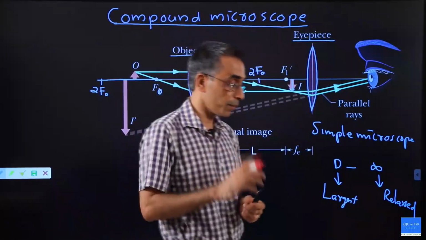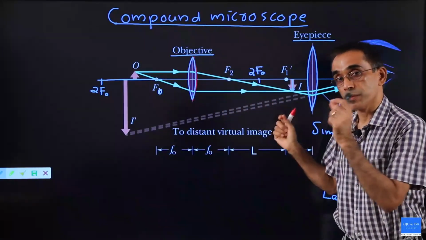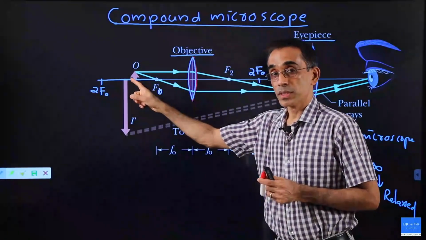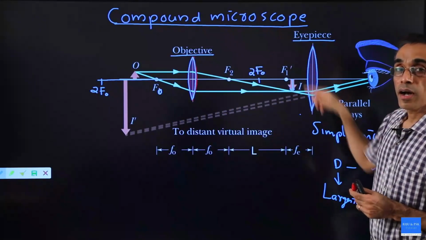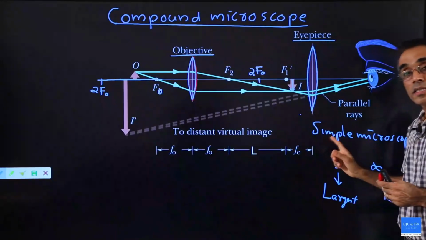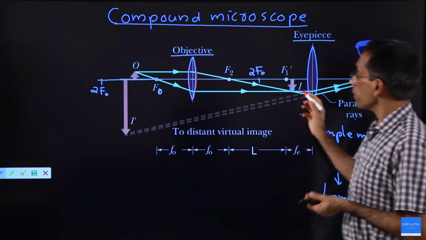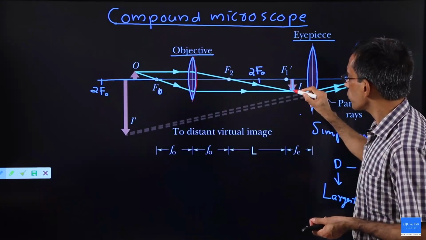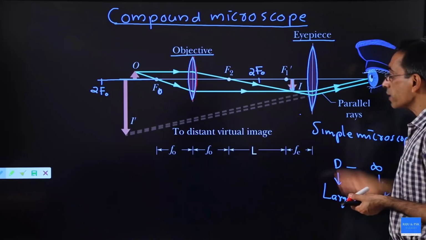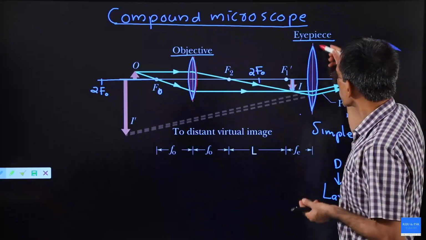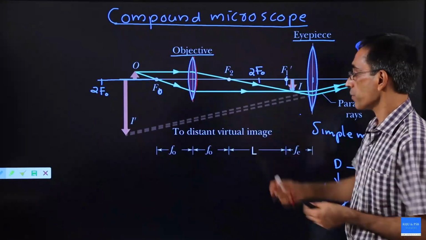And what is the object for the eyepiece? For the eyepiece, the first image produced by the objective is acting like the object. The eyepiece is acting like a simple microscope, and the final image can be at infinity. If the final image is at infinity, then the object for the eye lens must be at its focal point. If the final image is at d, then the object for the eyepiece must be between its focal point and optical center. That is what we studied in the previous case.